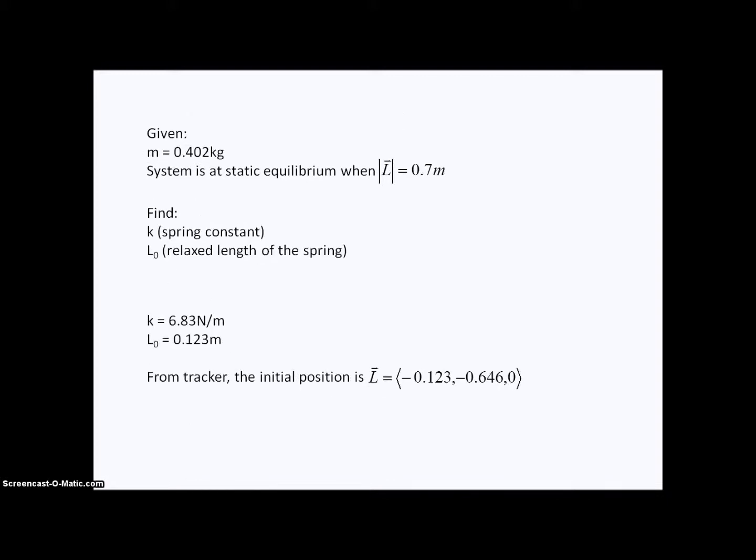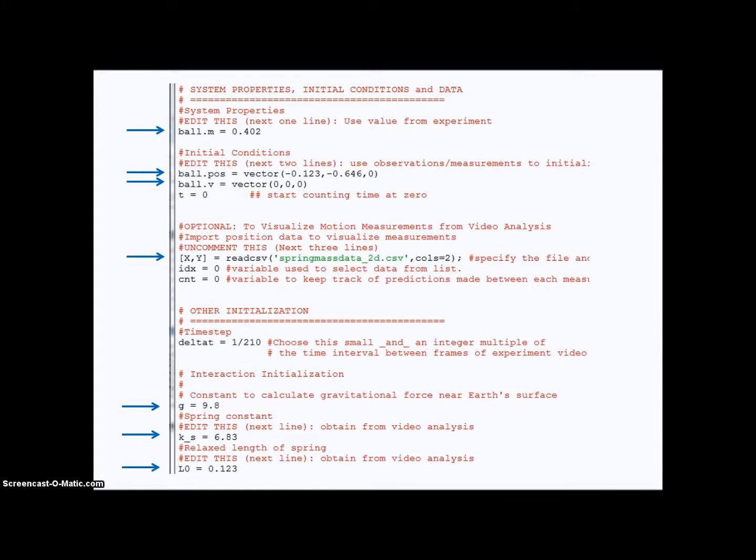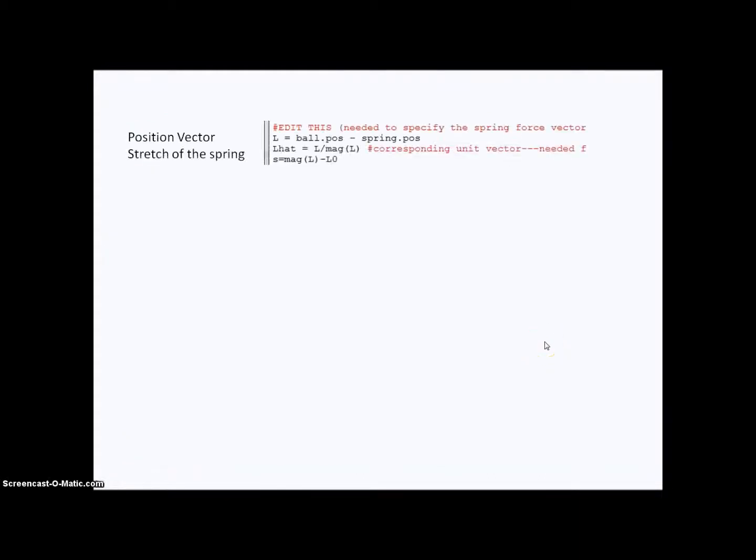So, now we found K is equal to 6.83 newtons per meter and L sub 0 equals 0.123 meters. From Tracker, we also know that the initial position of the mass is negative 0.123, negative 0.6460. Now we use this data to initialize our Python program. The blue arrows indicate where we've entered all our given data and the data that we have just solved for. This section of the code sets the initial position vector and the stretch of the spring.